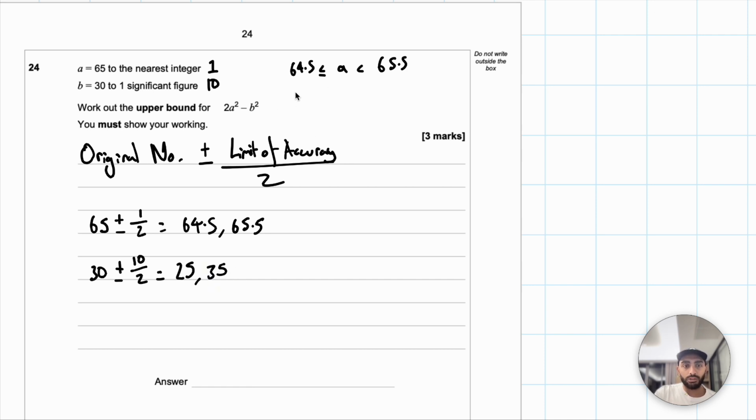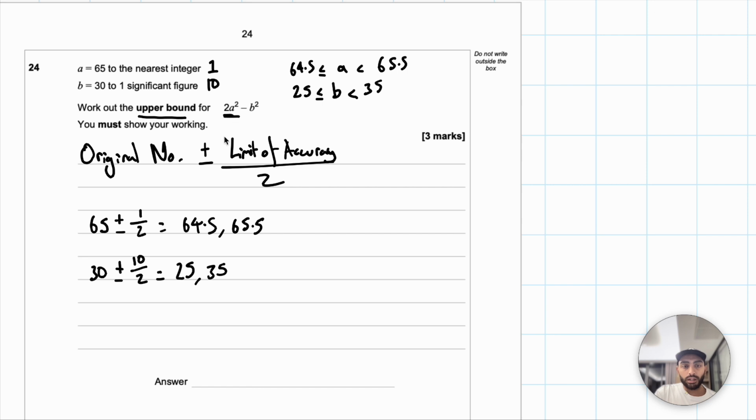So writing this as an error interval, that'd be 25 is smaller than or equal to b, which is smaller than 35. So a could be somewhere between these two numbers and b could be somewhere between these two numbers. We want to work out the upper bound for 2a squared minus b squared. So we're trying to maximize the value of this expression.